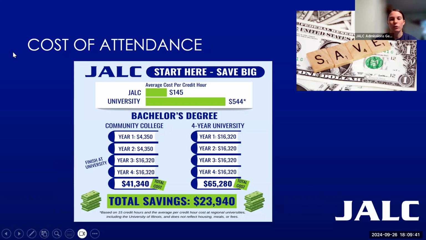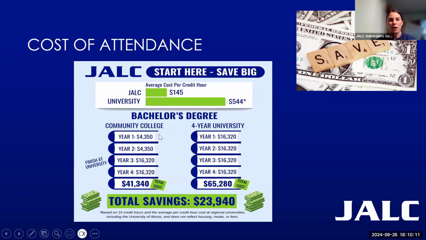So if we're looking at universities that are regional universities to us, so that would be anything nearby in Illinois, SIU, SIUE, University of Illinois, we put that in there because we have a lot of students who transfer there. These do not include fees or housing or meals or anything like that. We're just looking at tuition. So compared to our regional universities, you can see that difference there in the price.